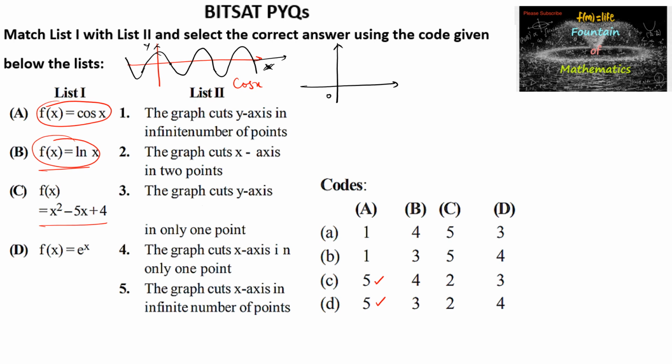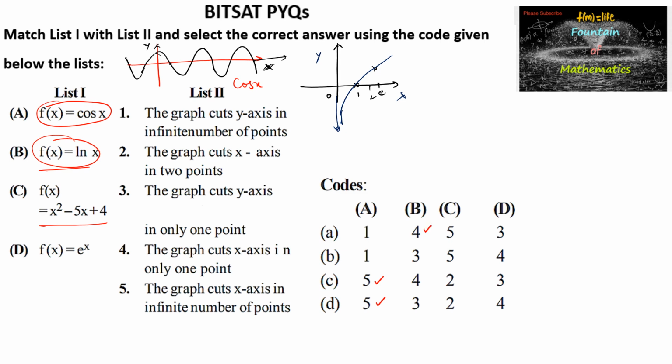we can say log 0 is not defined, log 1 is 0, and log e value is 1, and here we can see the graph. We can see that the graph cuts the x-axis at one and only one point. Graph cuts x-axis in only one point. We can go with option 4. So second, B, we can go with 4.